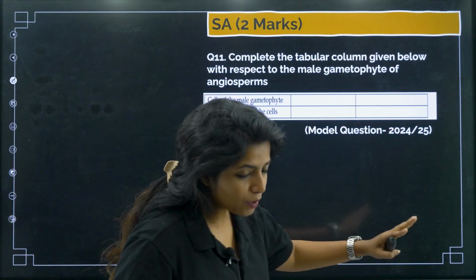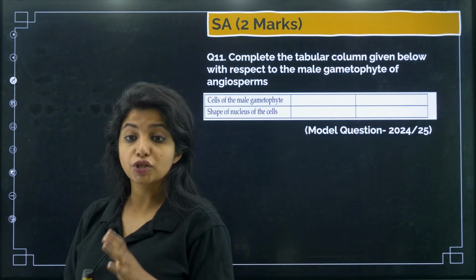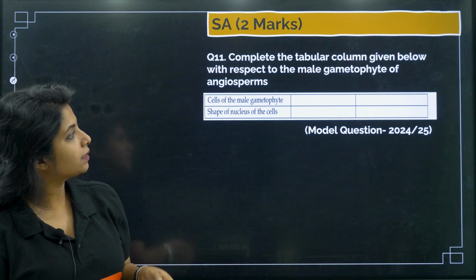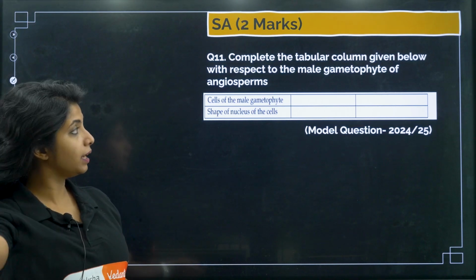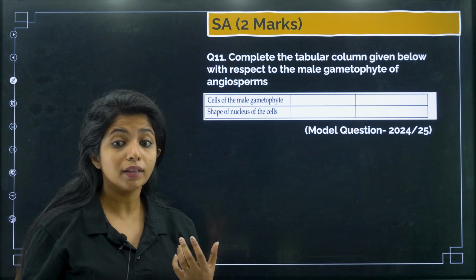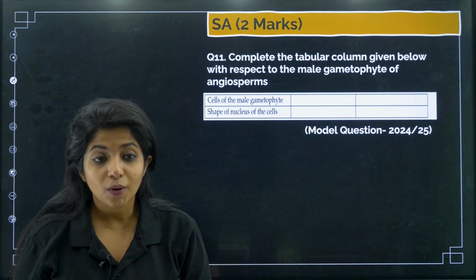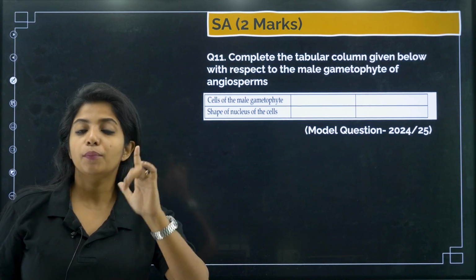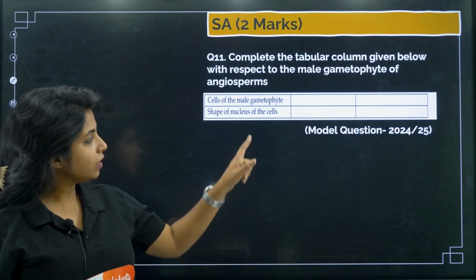Now we have to talk about the 2 marker questions. So let's start. Already we have invested too much amount of time for the 1 marker. Chalo. Question number 11. Complete the tabular column given below with respect to the male gametophyte of angiosperms. What is a male gametophyte? Gametophyte as in the one that will give rise to gametes. What is that in angiosperms? In the case of male, it will be pollen grains. I already told you. Can you try solving this?